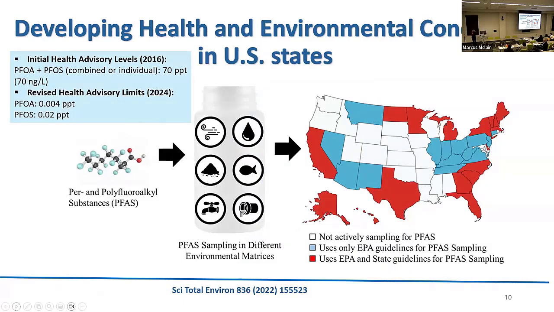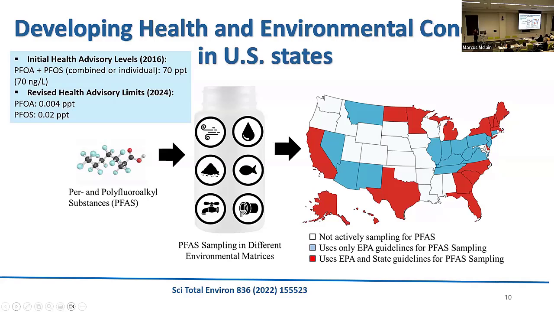As you can see in the box on the left side, the health advisory limit was issued in 2016 for 70 ppt, for PFOA and PFOS, but it was revised in 2024 to very low concentrations, around 4 ppq for PFOA and around 20 ppq for PFOS. And this bottle shows the PFAS sample sources, like air, water, soil, food, and the exposure pathway.